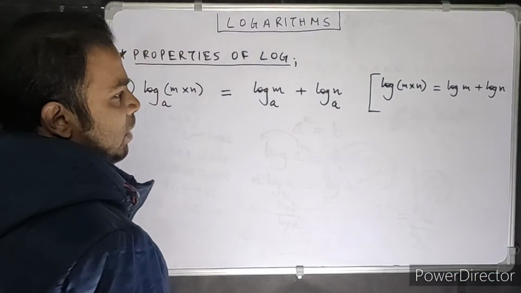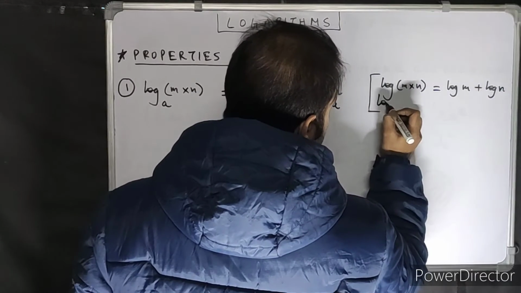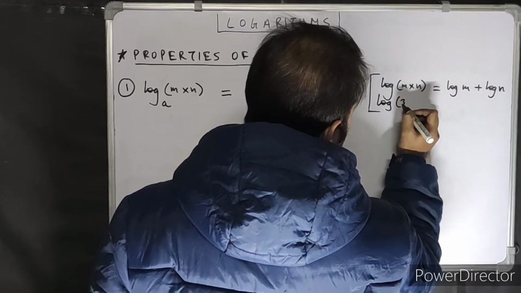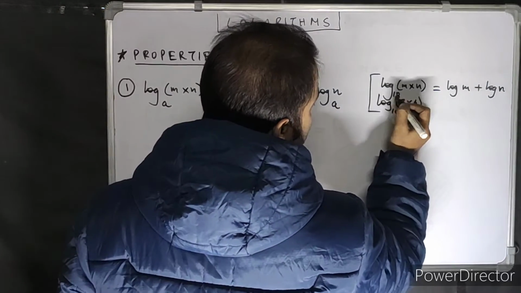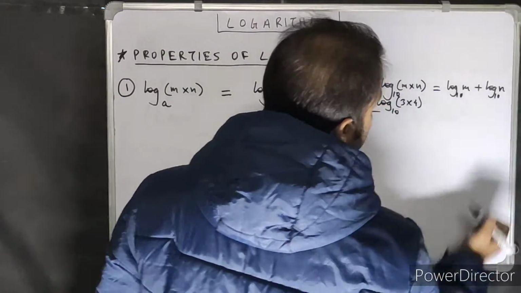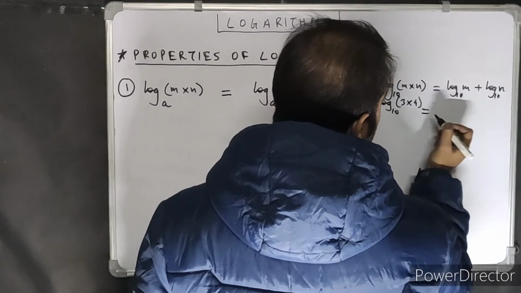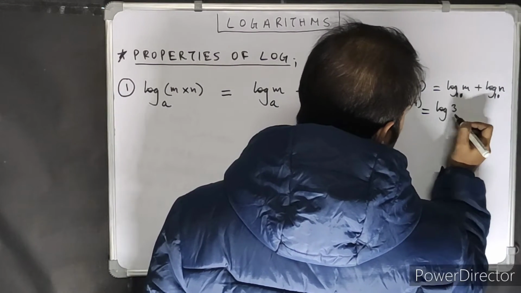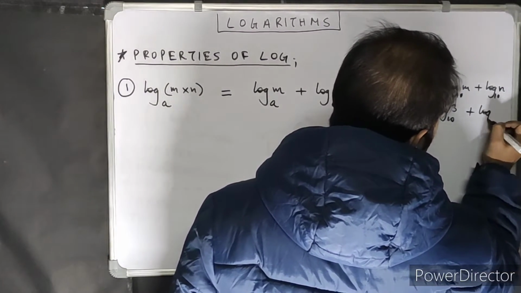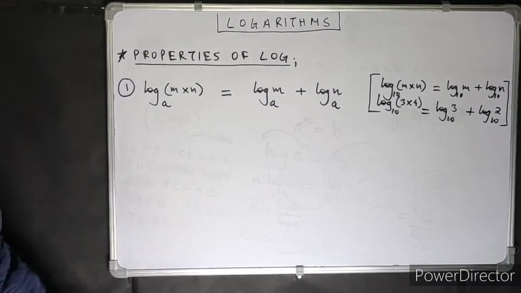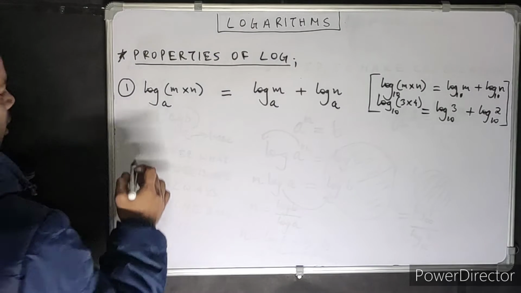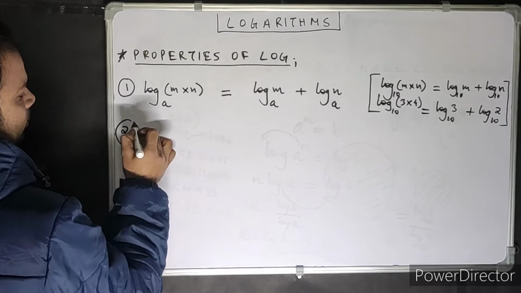So if I give you an example on this, say log 3 into 2, say base 10. Always have base 10. Put a base, don't miss the base. So you can write this as log 3 base 10 plus log 2 base 10. So you see how they got split up? When it's multiplied, they are split up. Let's go on to the second one.